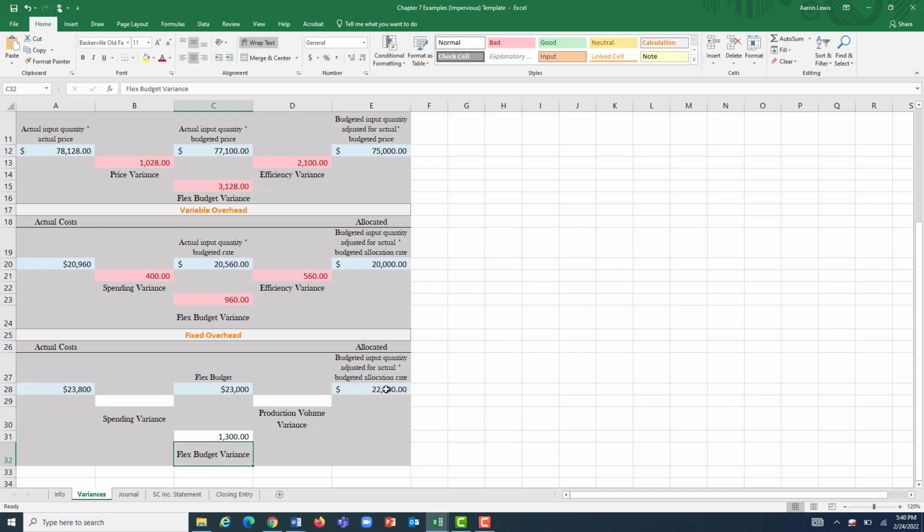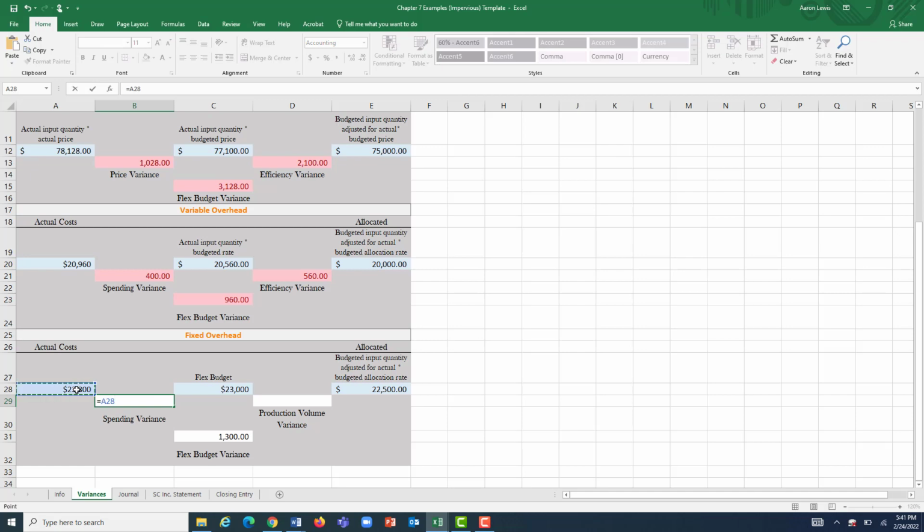That is $1,300. What portion of that is attributable to spending, which means something that we thought was going to be fixed, that was going to cost a certain amount. Maybe our landlord said $23,000 in rent and increased it to $23,800. Something happened during the period where one of our inputs that we assumed was going to be fixed went up. And it didn't go up because we made more or less units. It went up because whoever we pay for that cost increased the price on us. We spent $800 more in fixed overhead than we should have according to our flex budget. And I don't like the formatting on that. Let me go and fix that really fast.